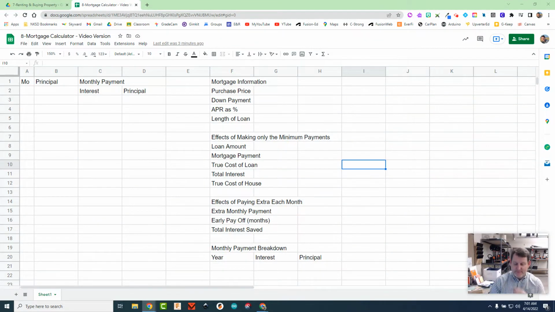We're going to be building a mortgage amortization table. An amortization table shows your monthly payment every month for the duration of a loan, and it shows you how much of your payment is going to interest and how much is going to principal. So it kind of breaks the loan down for you.